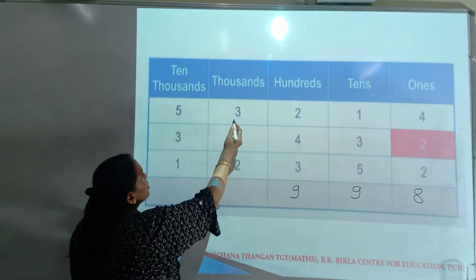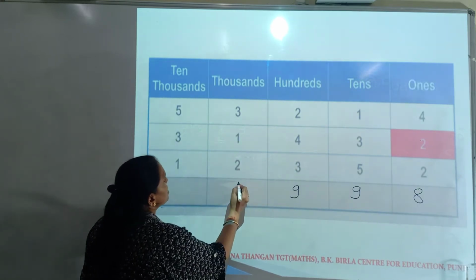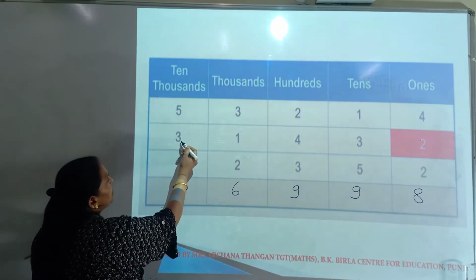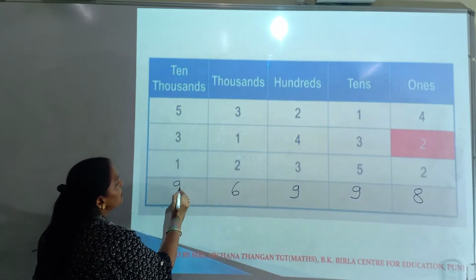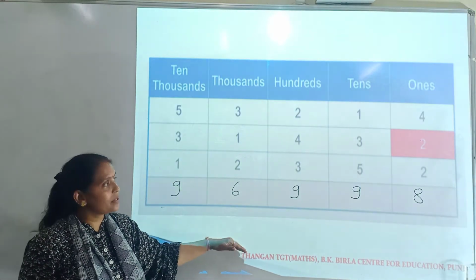Then thousands is 3 plus 1 is 4, 4 plus 2 is 6. This is 6000. And then ten thousands is 5 plus 3 is 8, 8 plus 1 is 9. This is the way we have to add the numbers.